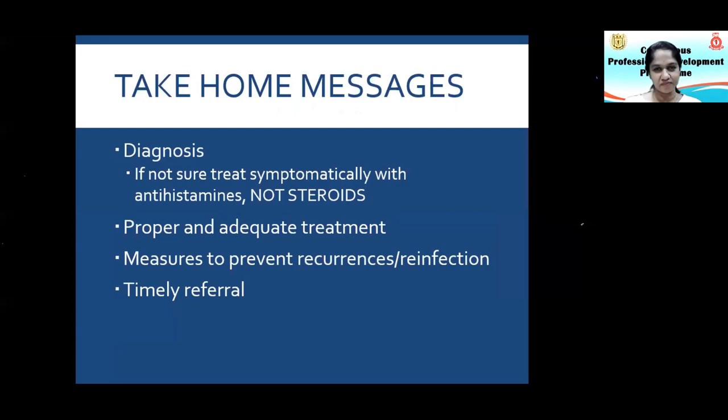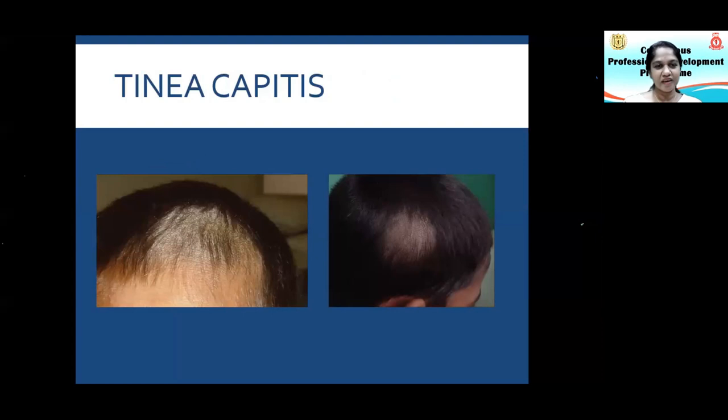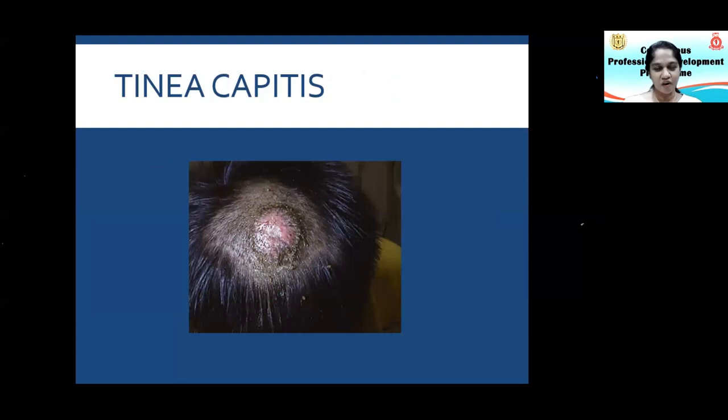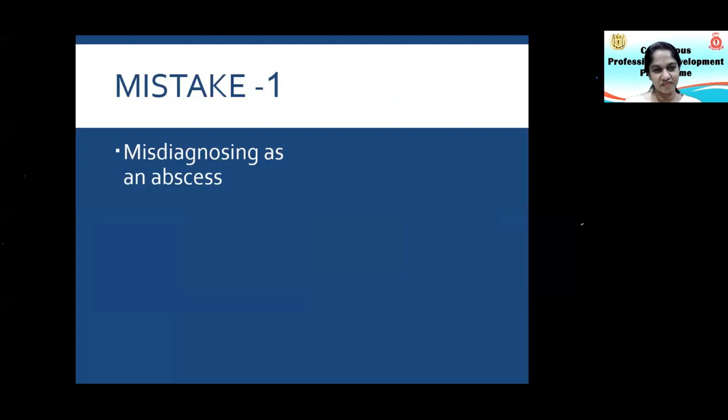A little bit about tinea capitis as well. Tinea capitis is the tinea infection involving the hair follicles. It could be a non-inflammatory tinea, which manifests as scaling and non-scarring alopecia. Sometimes if a tinea of animal origin is the cause, you get an inflammatory tinea capitis, which is also known as a kerion. The common mistake here is that this is misdiagnosed as an abscess, and the patient will end up with a large wound.